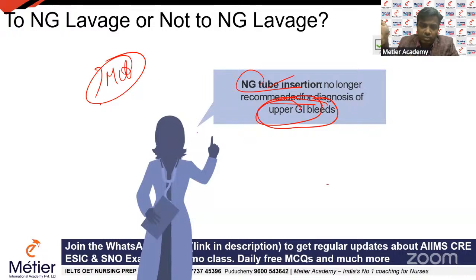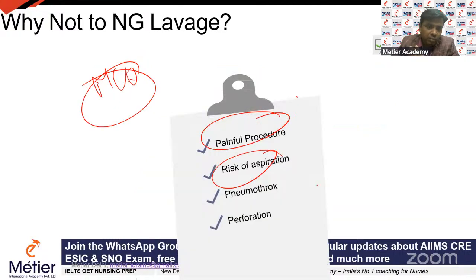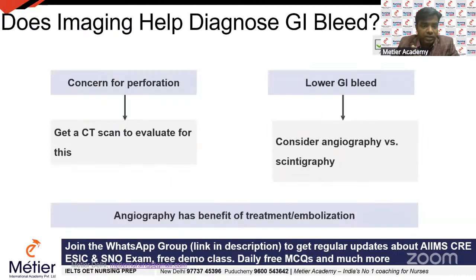Okay, that is for a therapeutic purpose. But in a patient with active GI bleed, it is not recommended to put an NG tube. So this is very clear. Moreover, the complications: it is a painful procedure during bleeding, with risk of aspiration, pneumothorax and perforation.